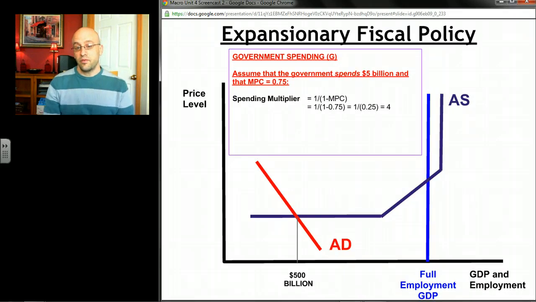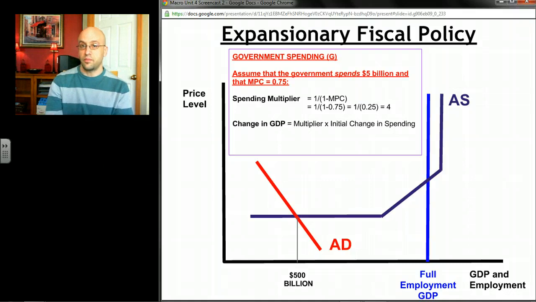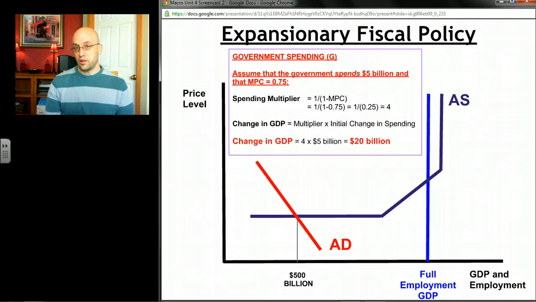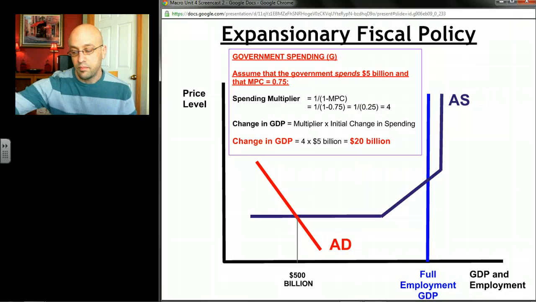If MPC is 0.75, the formula is going to be 1 over 1 minus 0.75, which is 1 over 0.25, which is equal to 4. So that spending is going to get multiplied by 4. To figure out how much GDP is going to go up in the end, you take the multiplier again and multiply it by that change in spending. And here what's going to happen is that $5 billion in spending that the government does will get turned into actually $20 billion more by the time it's done.